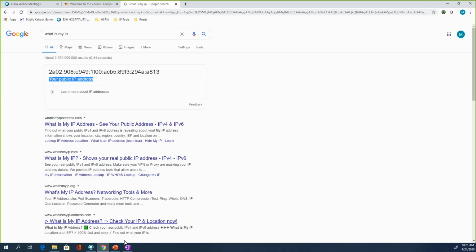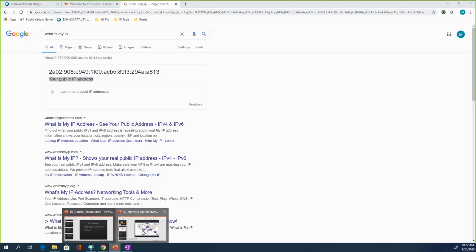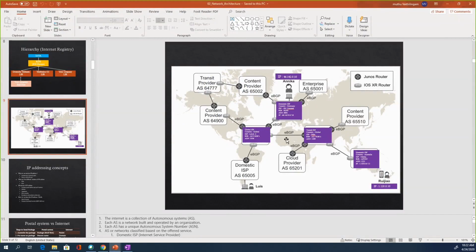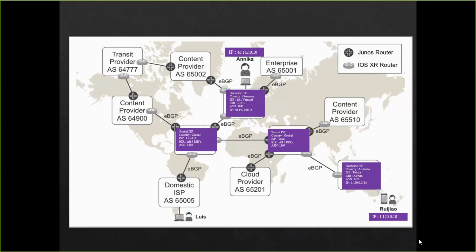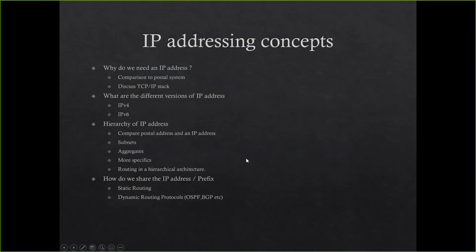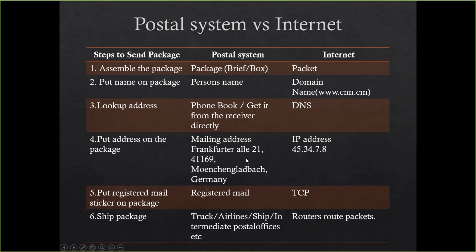So there's a question in the chat, what is the difference between a global ISP and a transit ISP? We'll talk about that in a while. That's a very subtle difference, but it's just put in the picture. At this stage, you just have to think that global ISPs and transit ISPs are kind of backbone players connecting several smaller networks or domestic ISPs with each other. So any questions so far in this comparison to the postal system? I think it should be clear.